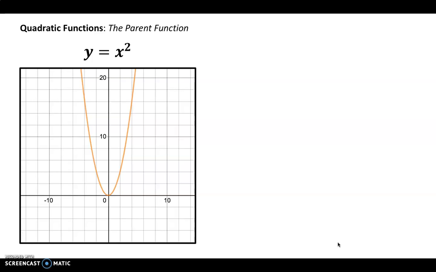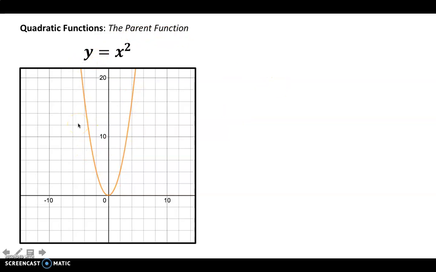So what are quadratic functions and what do we need to know about them? We're just going to start by focusing on the graphs, and then from the graphs, what things you need to know about quadratic functions. First things first, the quadratic function is anything that looks like this curve here.